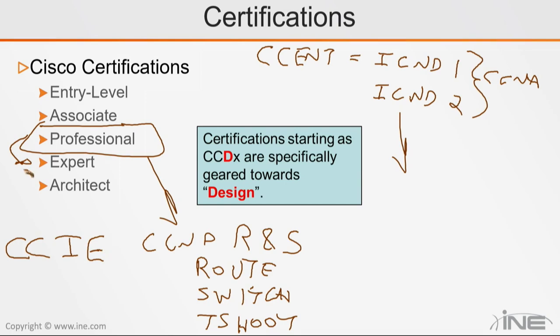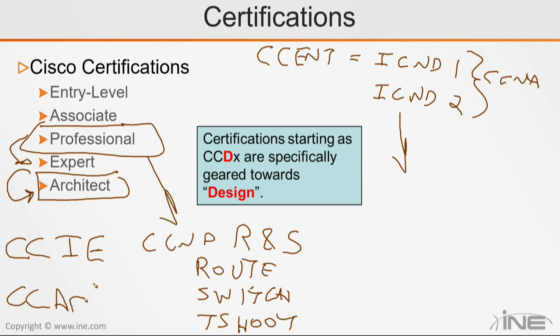And then lastly, if you've got a lot of money and a lot of brains, you could go for the Cisco Certified Architect, the CCAR. Now, there are less than 12 CCARs in the entire world. It is super, super hard. It's not just a test.